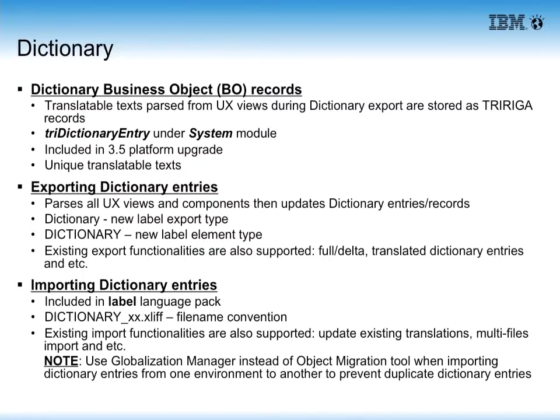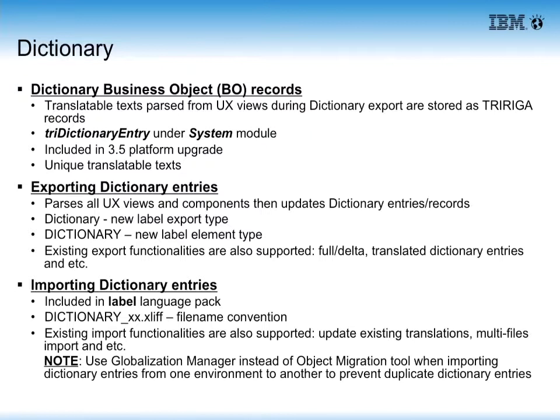Right, the dictionary. It's a new storage that we introduced in this release, which stores unique translatable static text. This may be used in other areas or features of the product in the future, but for now, it is primarily being used to hold static text parsed from the UX views. Each unique translatable text is represented as a TRIRIGA record of the dictionary entry business object, which we commonly call dictionary entry. This new BO, which is under the System module, is included in the 3.5 upgrade.